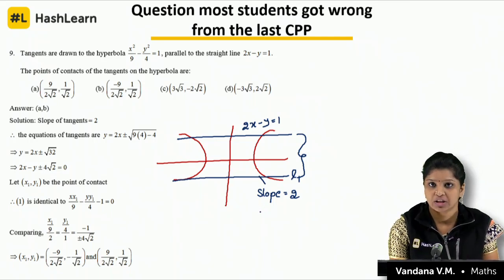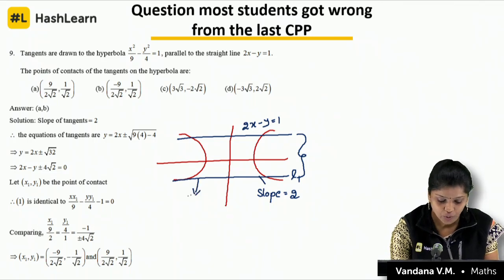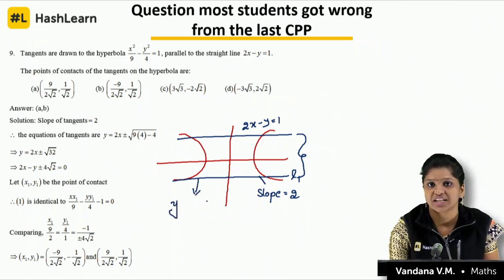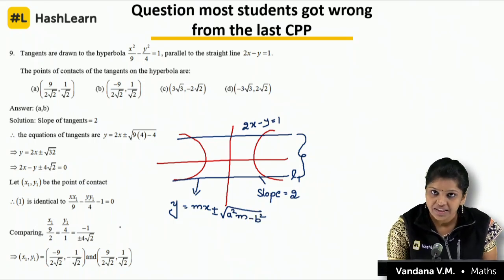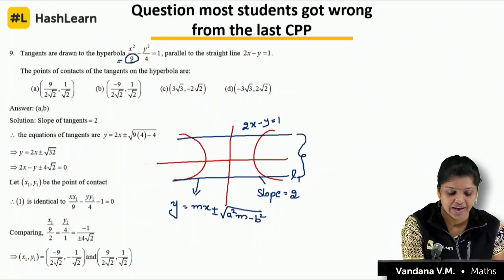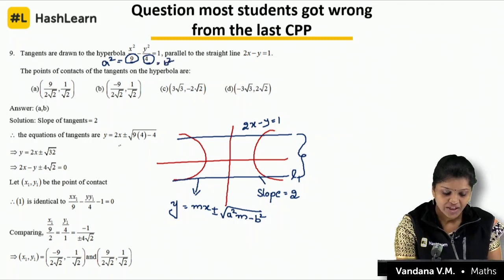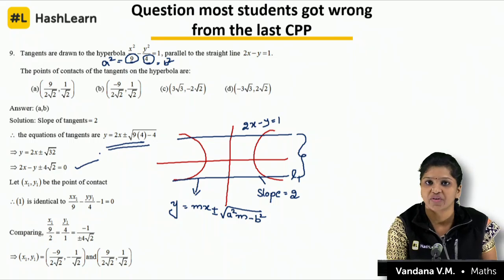When we know the slope, how will you write the equation of a tangent? That we know. The equation of a tangent is y = mx ± root of (a squared m squared minus b squared). Isn't it? In this, just substitute the values. a squared is 9, b squared is 4. If I substitute in the equation, I will get the equation of a tangent.